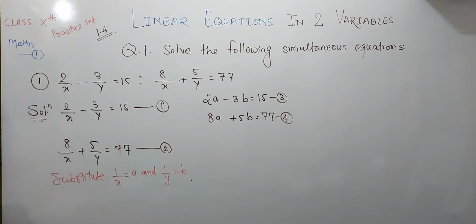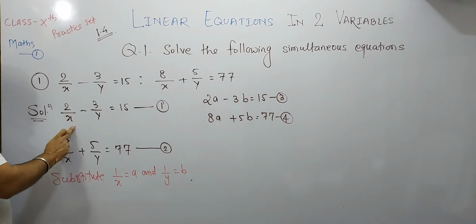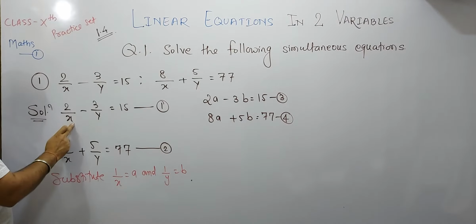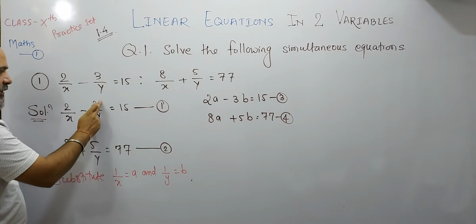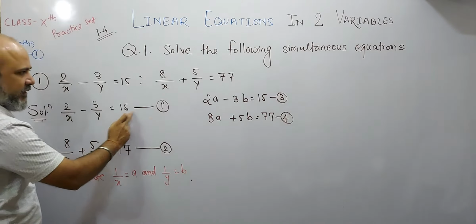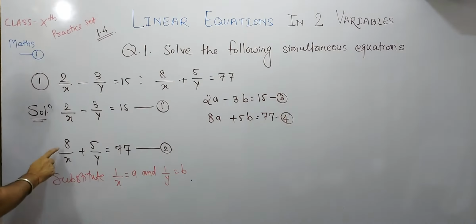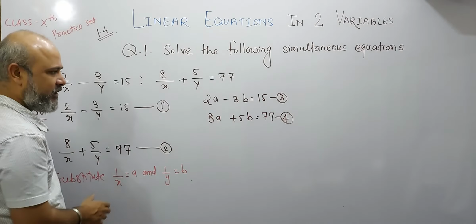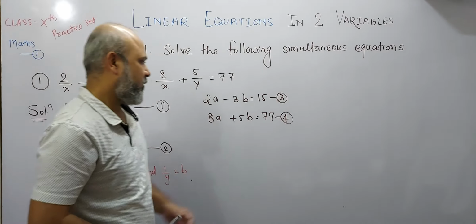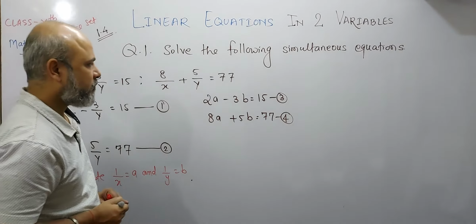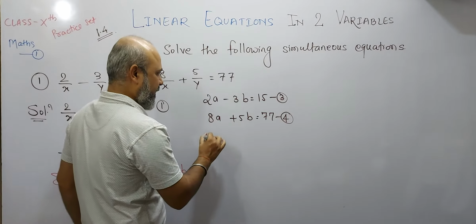What we have done here? We have substituted 1 upon x is equal to a and 1 upon y is equal to b. So what you will get? 1 upon x is a, so this becomes 2a, this becomes 3b. So 2a minus 3b is equal to 15. This will be equation number 3 and this will be 8a plus 5b is equal to 77. This will be equation number 4. Now we will multiply equation 3 by 4.